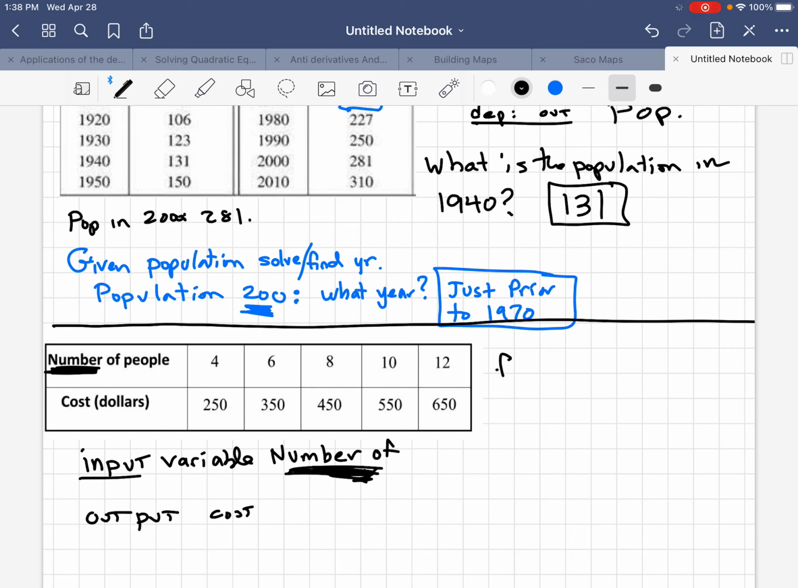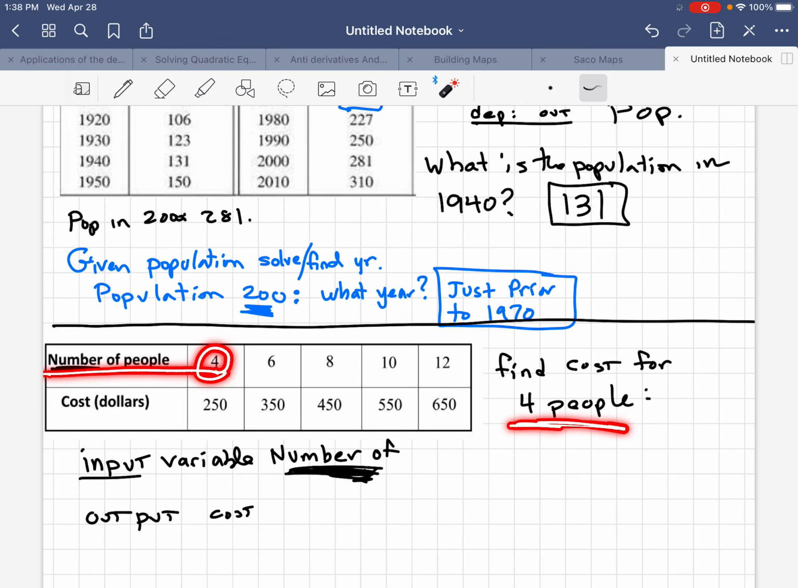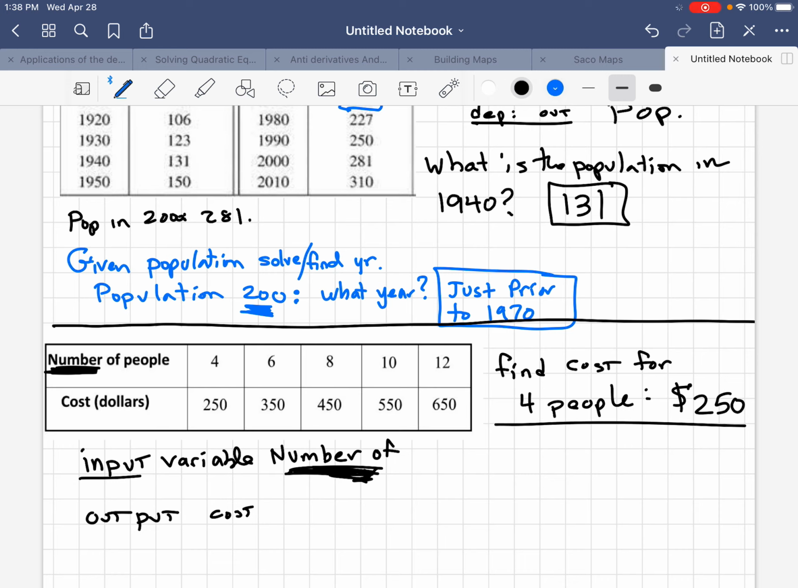So let's find the cost for 4 people. We go to our table, number of people 4, and the cost is 250. How about finding the cost for 9 people?